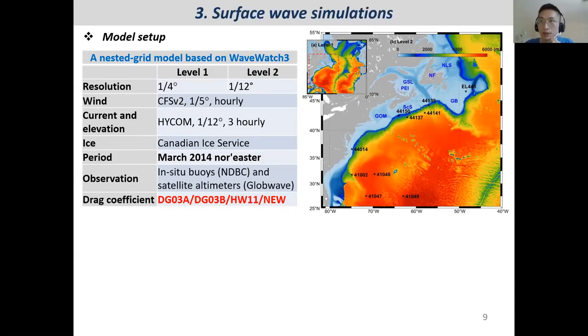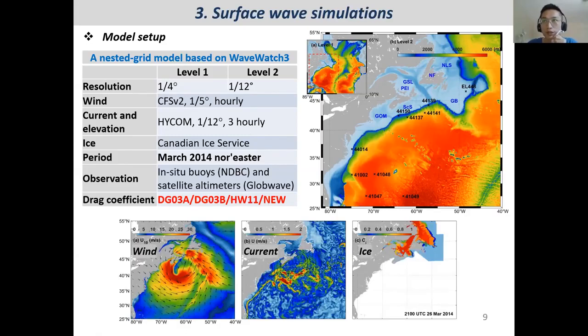And I should mention, we implemented 4 different schemes for the calculation of wind stress or the drag coefficient. So the lower panel shows the sea ice. You can see the large scale winter storm forcing spreading over this region. And from the current, you can see the Gulf Stream. And the sea ice mostly occurred over the Labrador Shelf and in the Gulf of St. Lawrence.